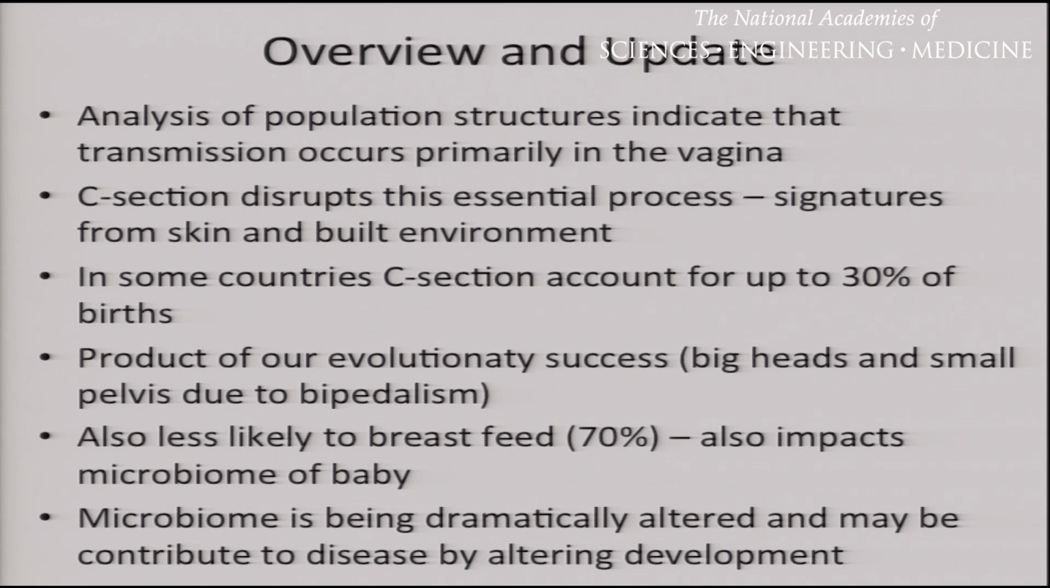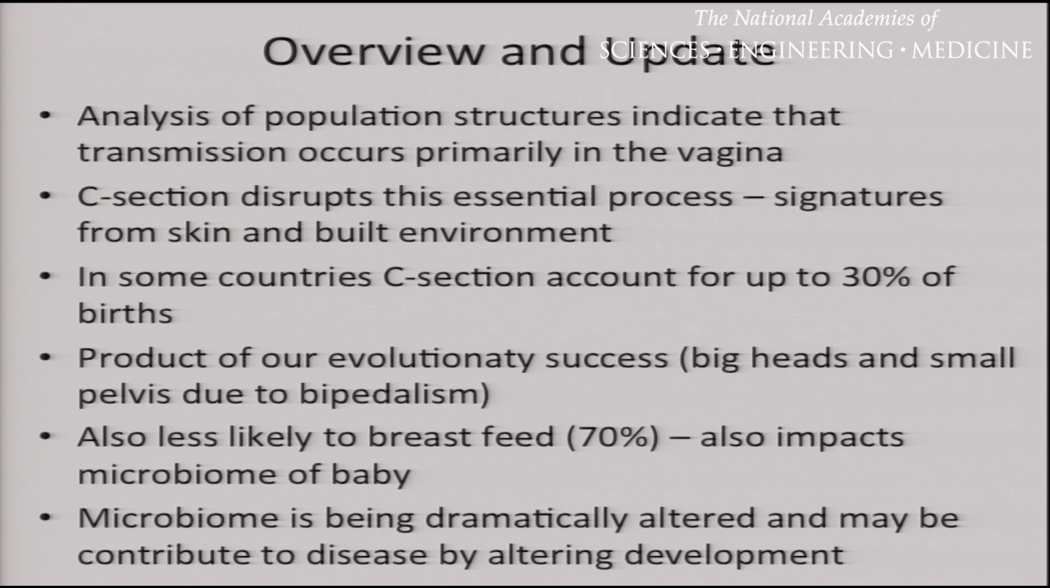analysis of population structures that have been done indicate that its transmission occurs in the vagina primarily during birth, and this is becoming a problem because C-sections basically disrupt this essential process. When babies are born by C-section, we don't pass on the microbiome. That's problematic because in many countries 30% of childbirth is now by C-section.